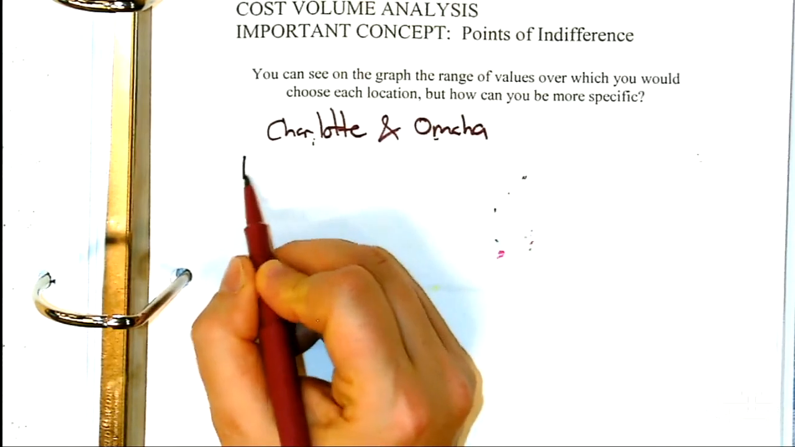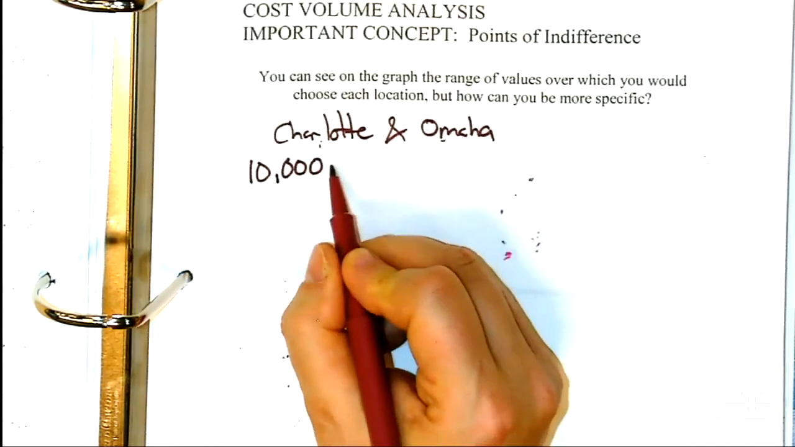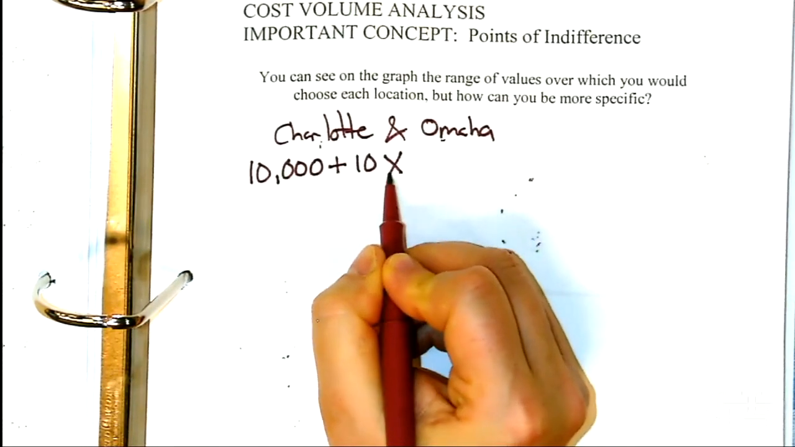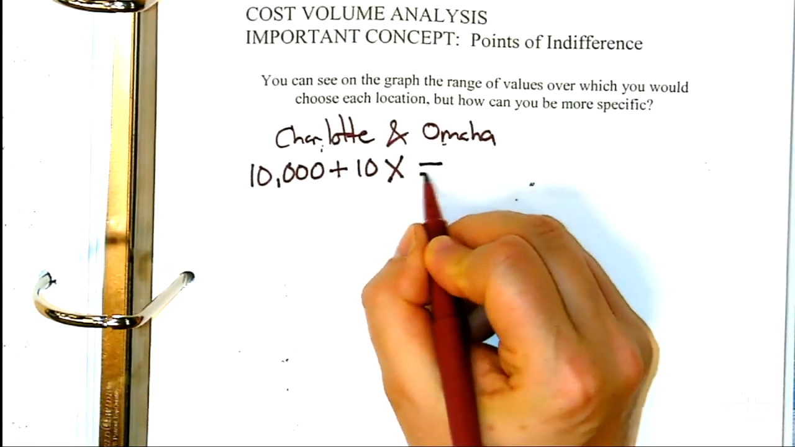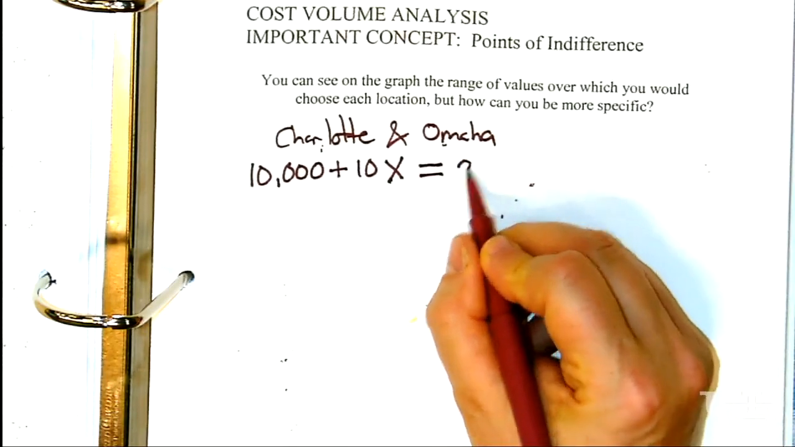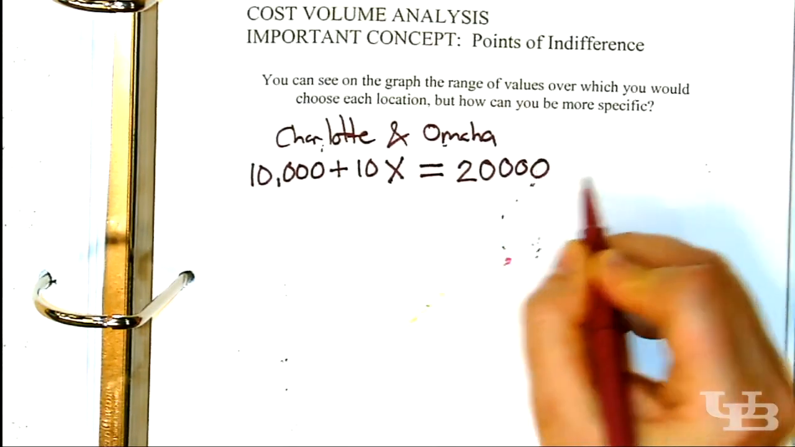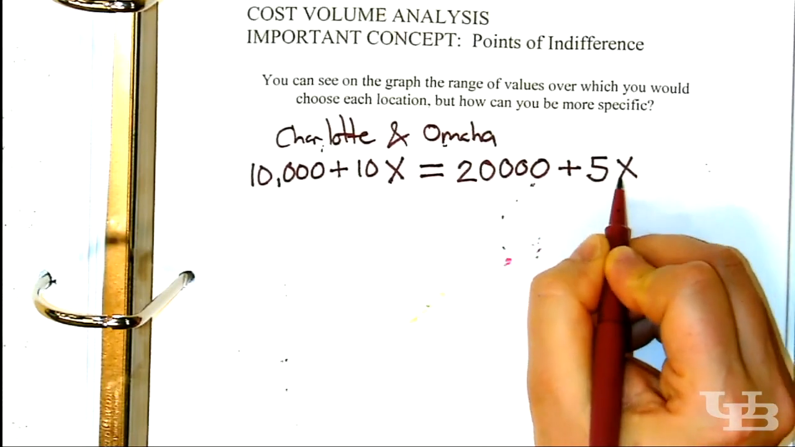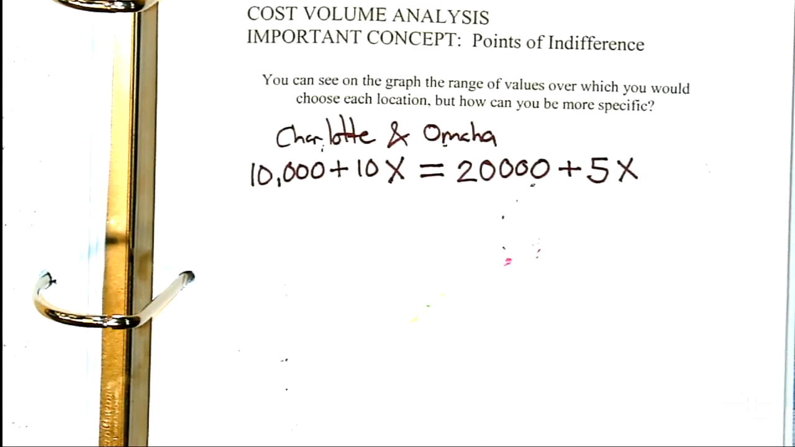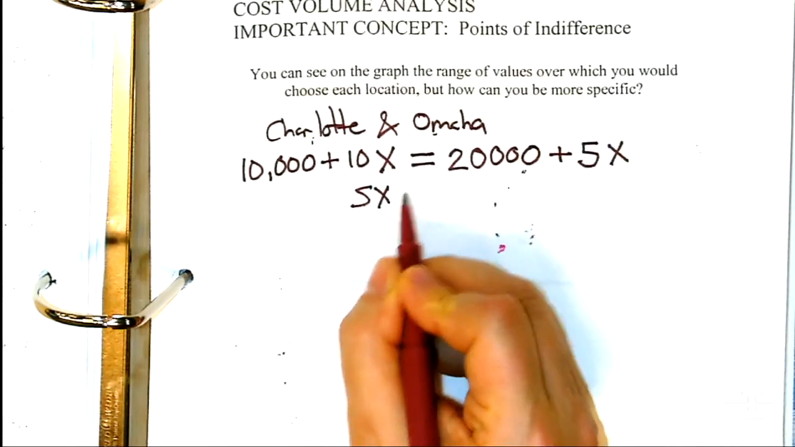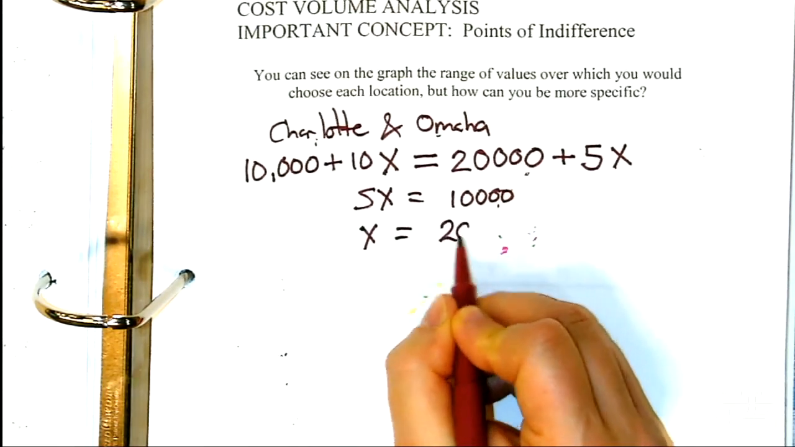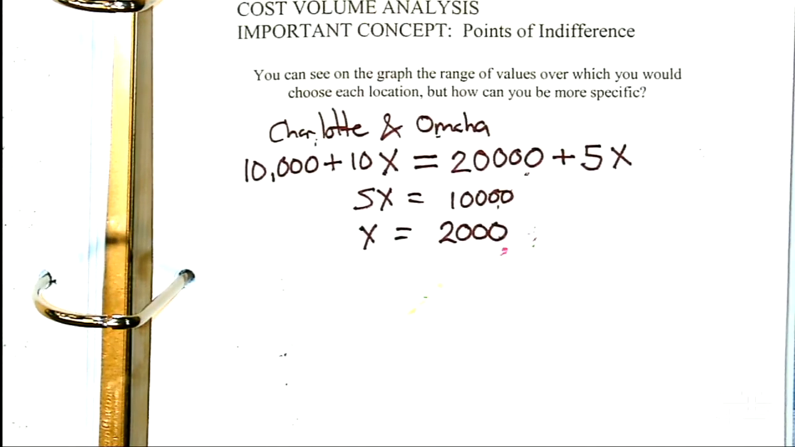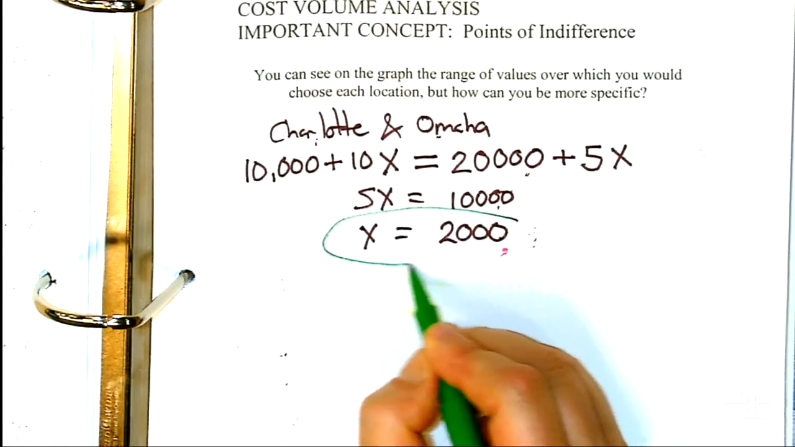Well, I could just spell it out. The cost at Charlotte is $10,000 fixed plus $10 times every unit that we produce. And I'm just writing an X for unknown. When does that happen to be coincidentally exactly the same thing as the cost in Omaha, which is $20,000 plus 5 times that same number? What number would make those exactly the same? Well, now I can just solve for it. 5x equals 10,000. Oh, my freehand graph came out pretty good. The point of indifference between Charlotte and Omaha is 2,000.